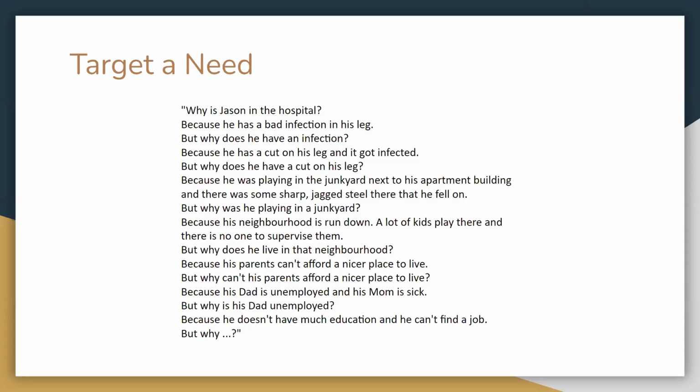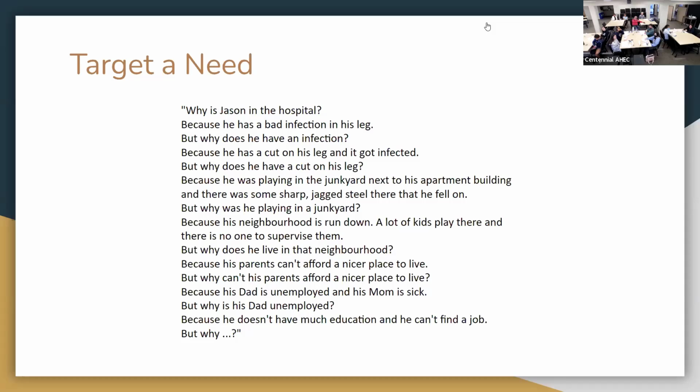An infection, right? He's got a wound on his leg that got infected. That's a very obvious and immediate need. What are maybe some of the needs that might go unnoticed? If you were just to talk to Jason and see the wound on his leg, what are some needs here that you might not know just from seeing him and seeing his wound?